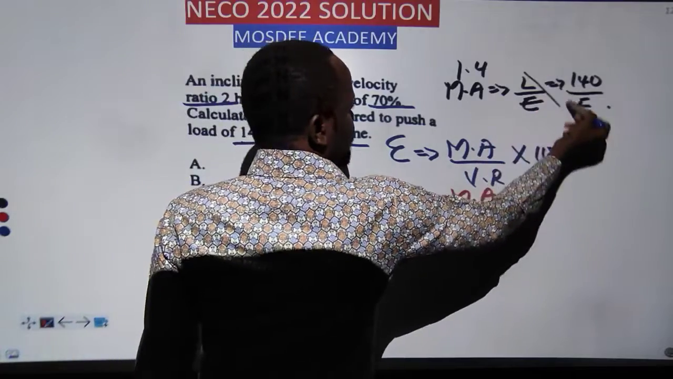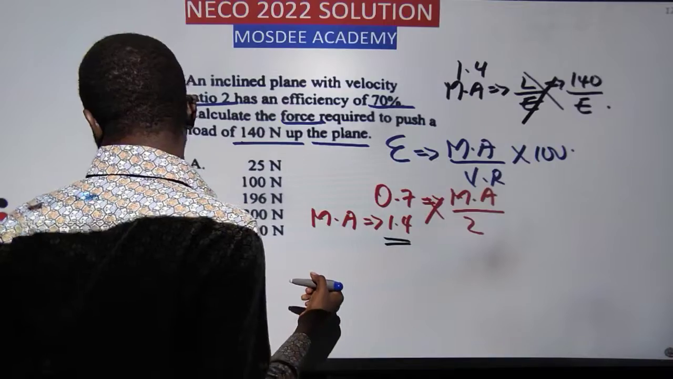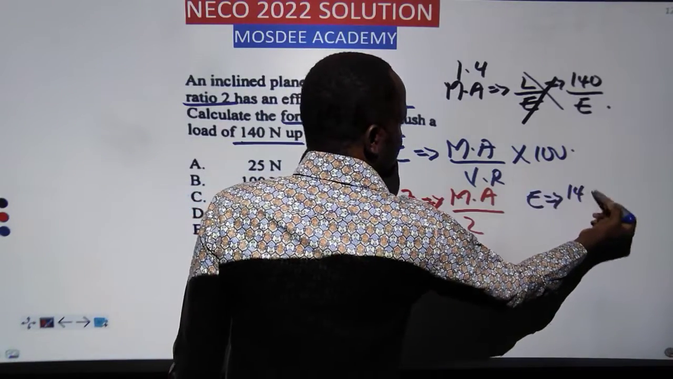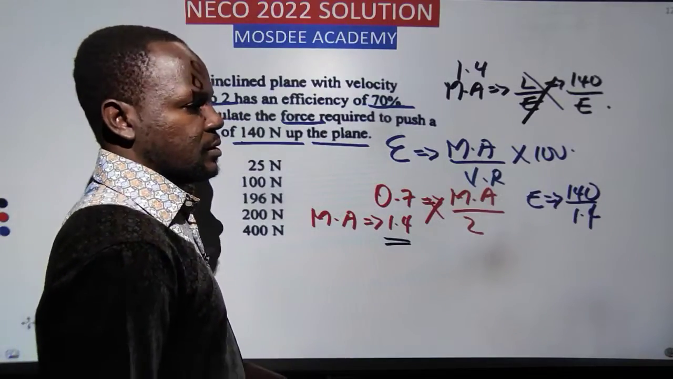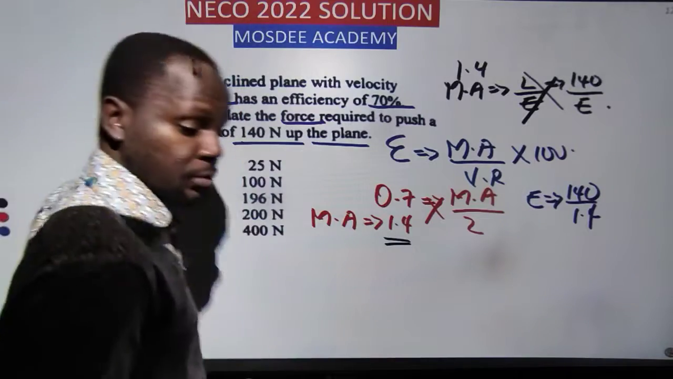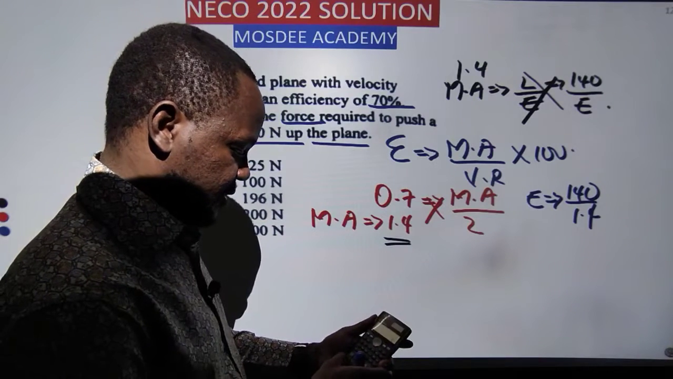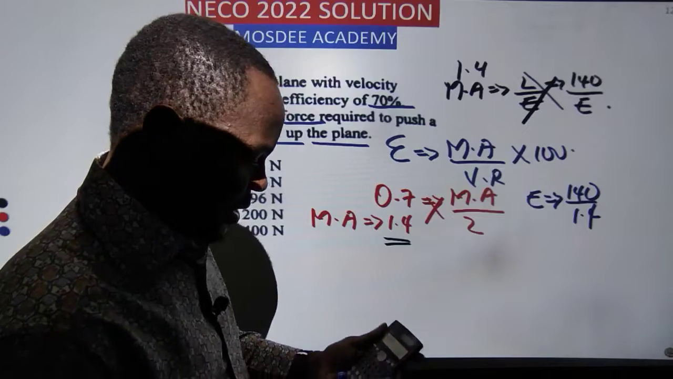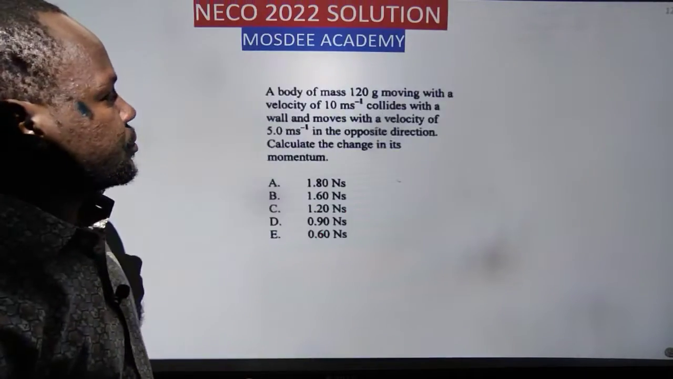So from cross multiplication, we can say E, the effort, will be equal to 140 divided by 1.4. So 140 times 10 over 14. I need to confirm that, don't mind me, because I am used to that. But before we move, let's check it. 140 divided by 1.4 is 100. Yes, 100 Newton is the answer to this. The next question now. Thank you.